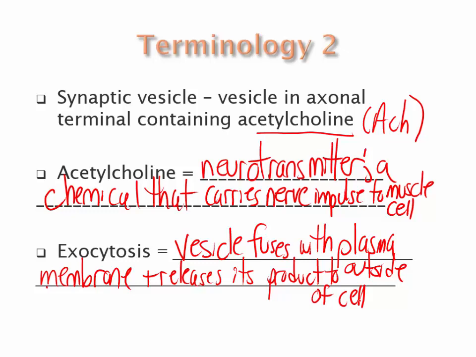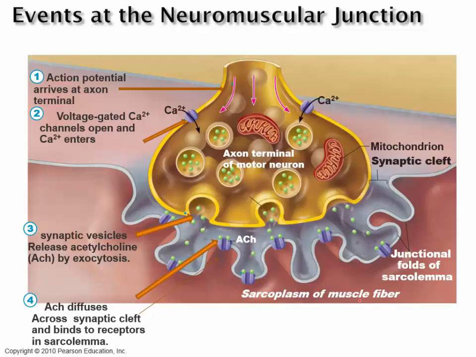Okay, so then what's going on with that nerve impulse at that neuromuscular junction? So what exactly is going on? In the next picture, we're going to take a look at what's going on. The steps are kind of labeled here, but let's go through it anyways.